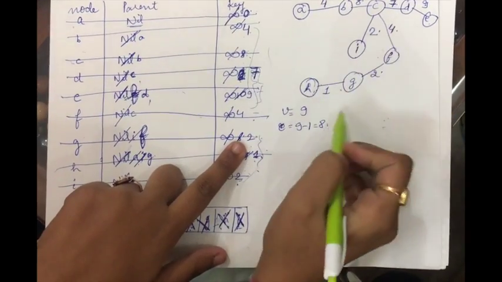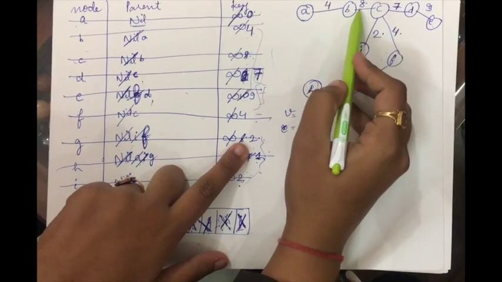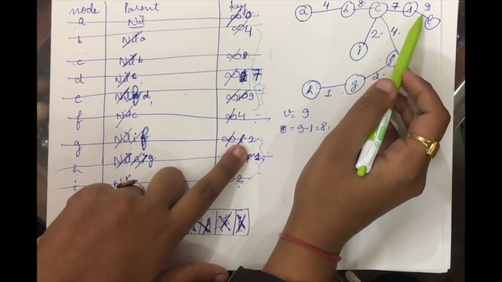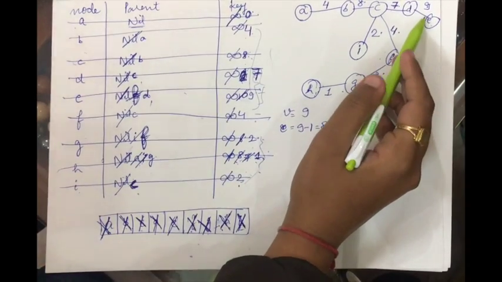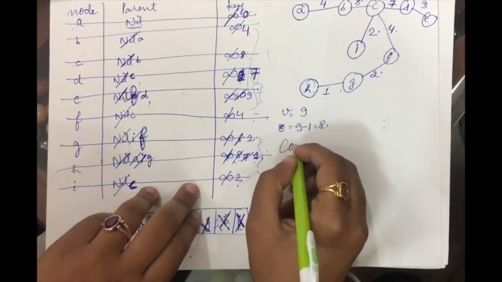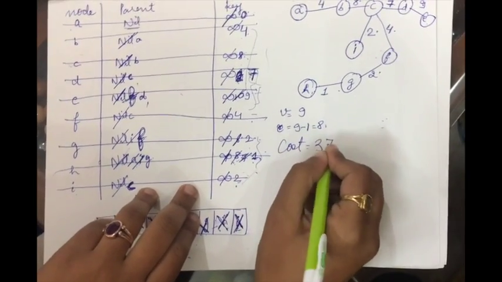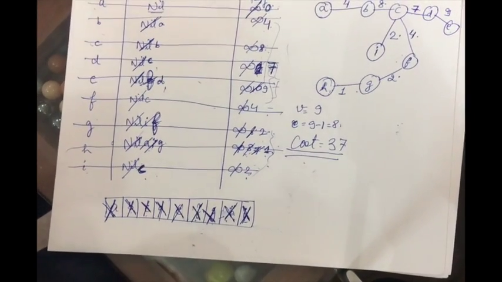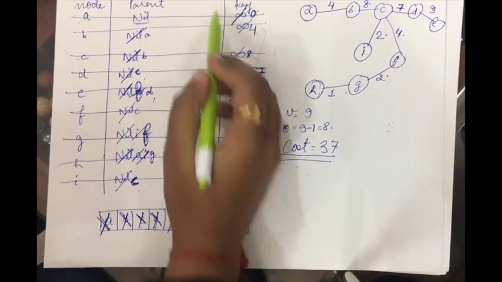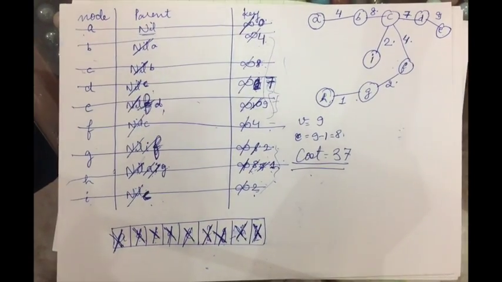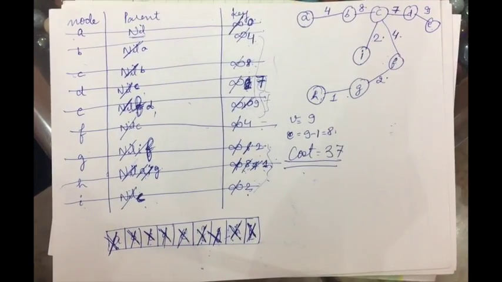And now let us calculate the cost. 4 plus 8, 12 plus 7, 19, 19 and 9, 28, 28 and 2, 30, 34 and 37. The cost becomes 37. So we were not able to find this cost with the normal methods that we were using. By using the Prim's algorithm, we found the cost of 37. That's all. Now let's have a look at the Prim's algorithm.